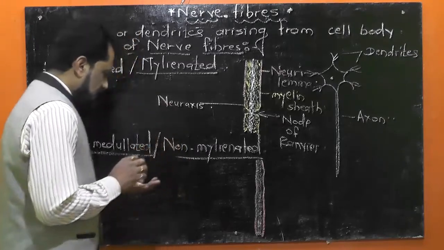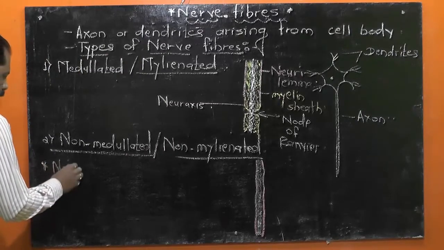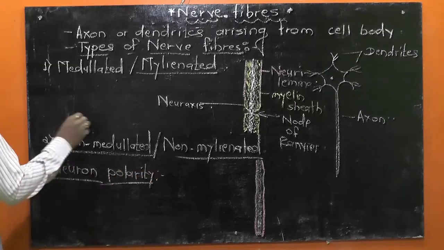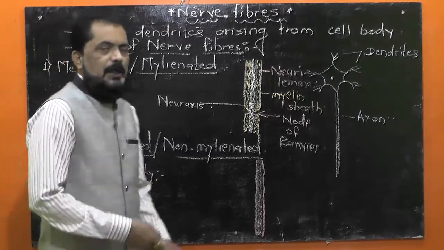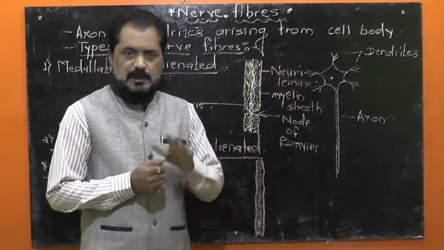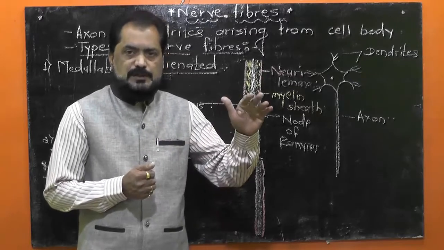Now, second thing, we have to understand about the neuron polarity. The nerve fibers always conduct impulses in one direction. Nerve fibers हे एकाच दिशेने विद्युत संवेदनेचं वहन करत असतात.